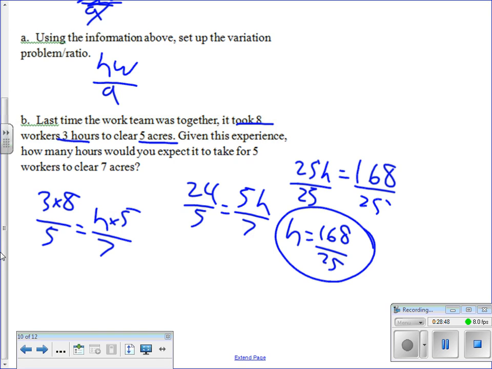Dividing it out on the calculator. I will take that, or I will take the decimal answer. Either one would be okay. Because this really doesn't make sense to the problem, does it? 168 over 25 hours. Doesn't make a lot of sense, does it?